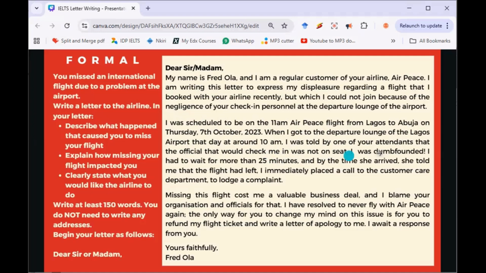I was dumbfounded. Can you see? This is a C2 word, high level vocabulary. Who can give me another word for dumbfounded? I want you to type in the chat box. Give me another word for dumbfounded. I was dumbfounded. What does it mean? Anybody? What does it mean to be dumbfounded?